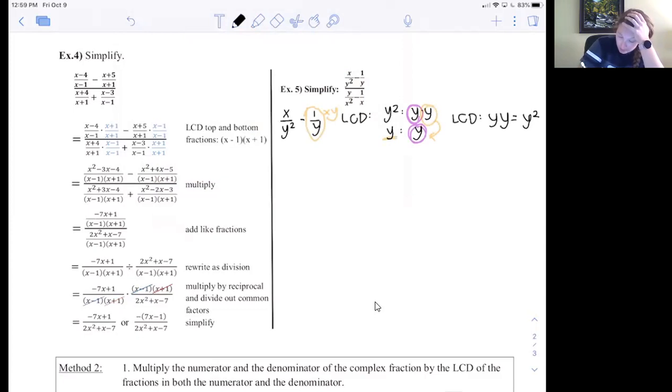So that first one, x over y squared, stays the same. X over LCD, I should say, which is y squared, because I didn't have to multiply it by anything. And then the second one I had to multiply by y. So 1 times y is just y over LCD, which is y squared. So now I can say x minus y over y squared. So that is going to be our top.